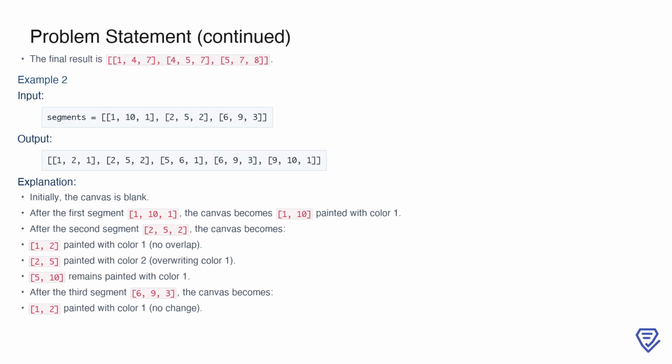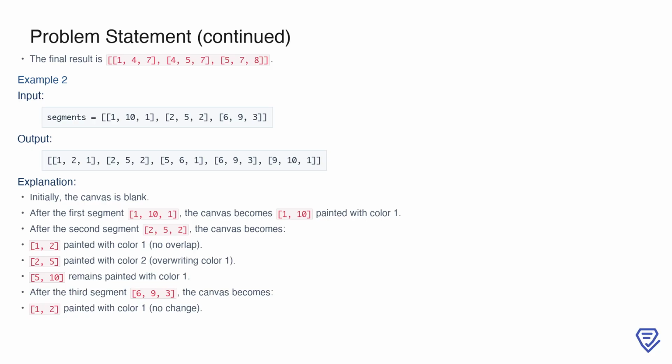Now let's look at another example. Suppose the input segments are [1, 10, 1], [2, 5, 2], [6, 9, 3]. Initially, the canvas is blank. When the first segment is applied, the range from 1 to 10 is painted with color 1. Then, the second segment, [2, 5, 2], is added. This segment partially overlaps with the first one. The range from 2 to 5 is overwritten with color 2, while the ranges from 1 to 2 and 5 to 10 remain painted with color 1.